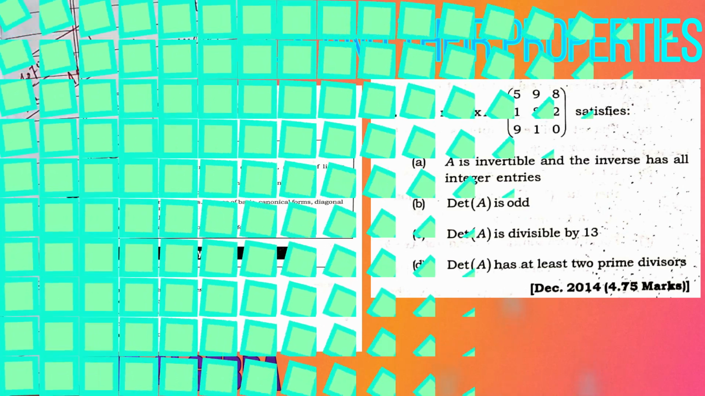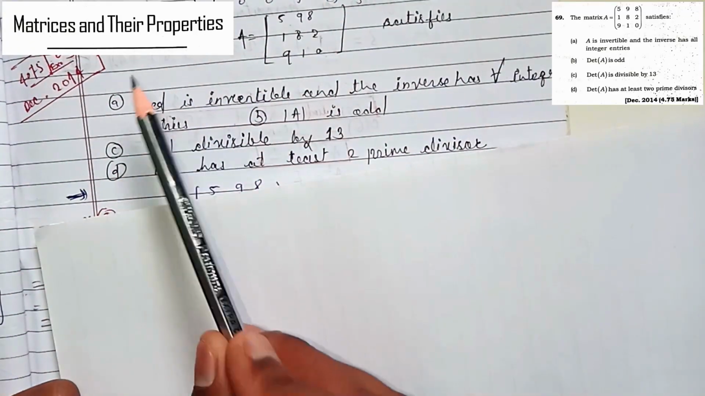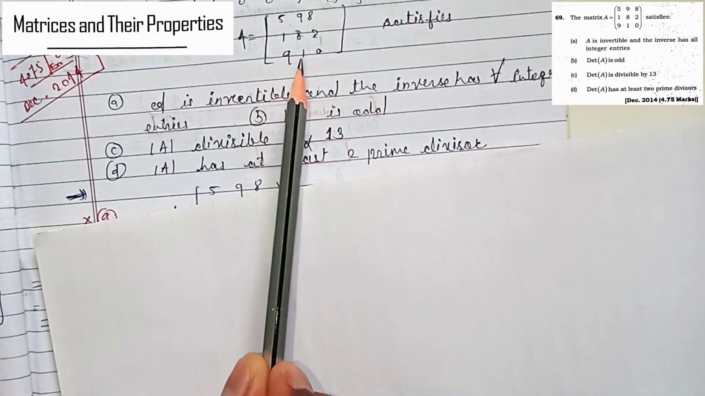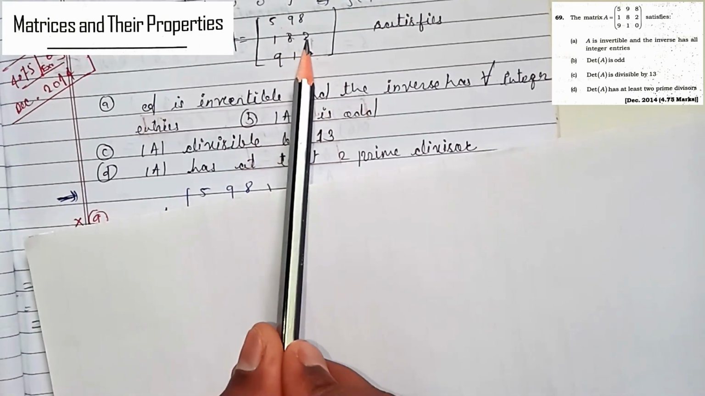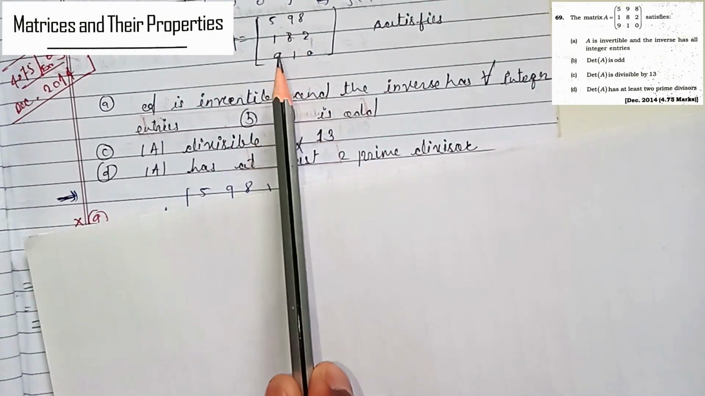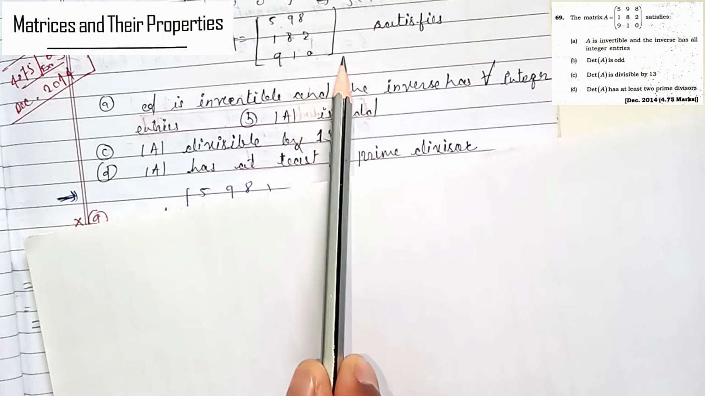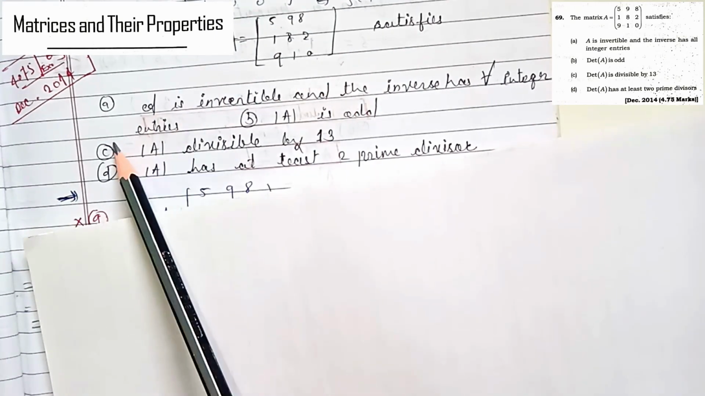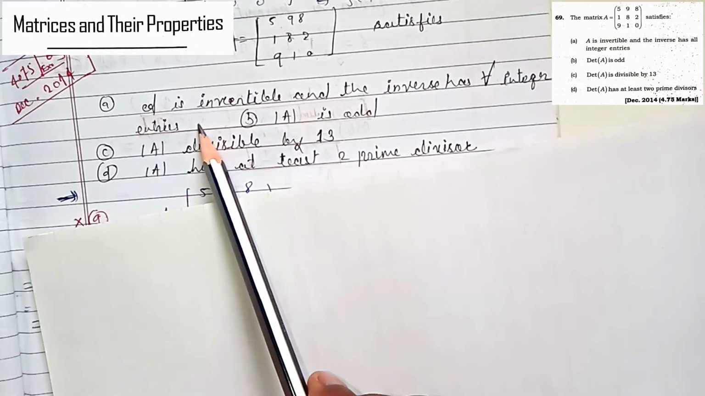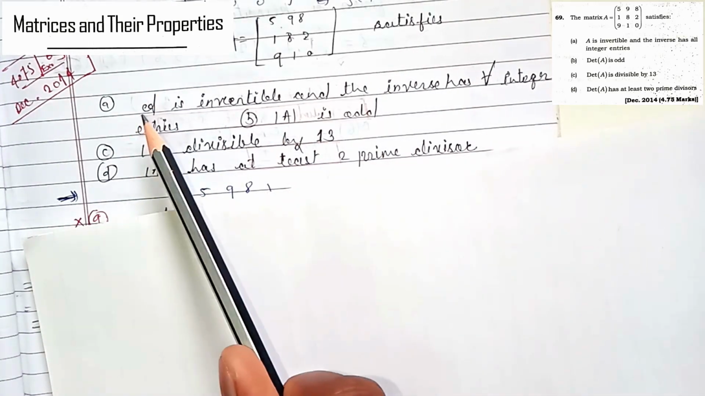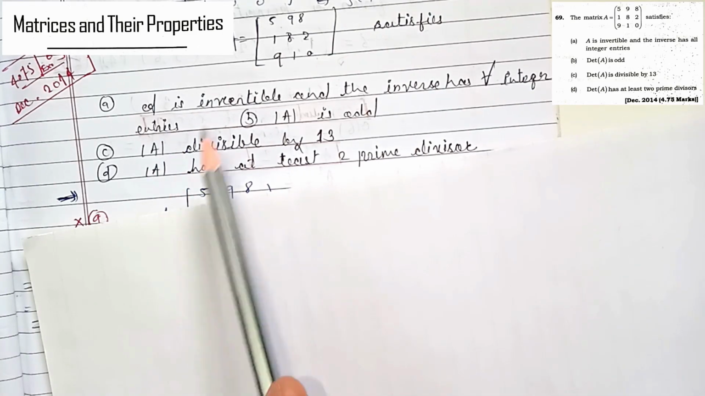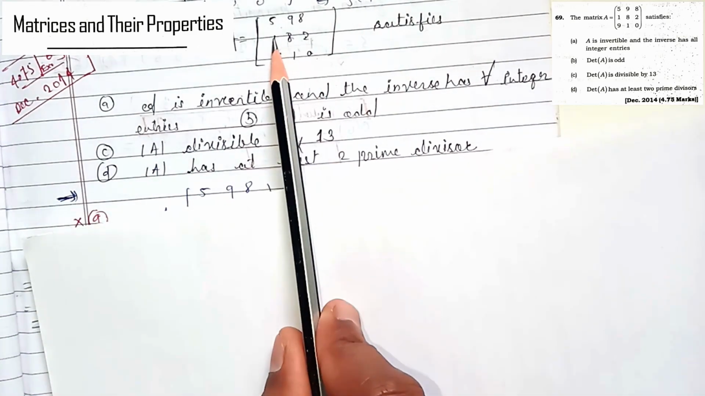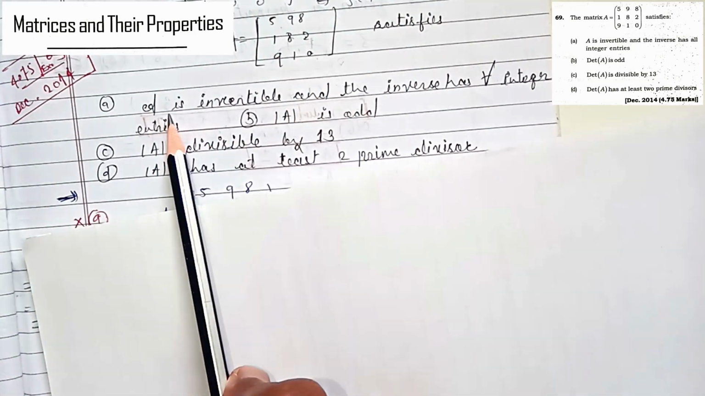So we have to think about all the options. Here we have a question with a given matrix A, with entries 5, 9, 8, 1, 8, 2, 9, 1, 0, which is a 3 by 3 matrix and which satisfies the following 4 properties. We have to figure out which of the properties will be satisfied by this matrix.